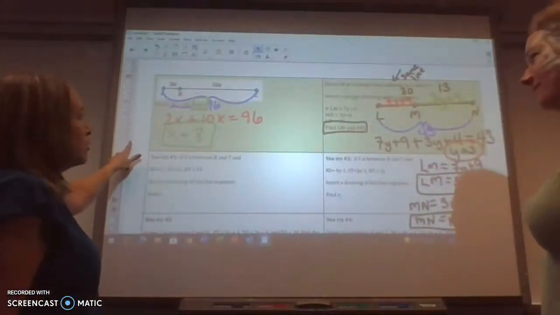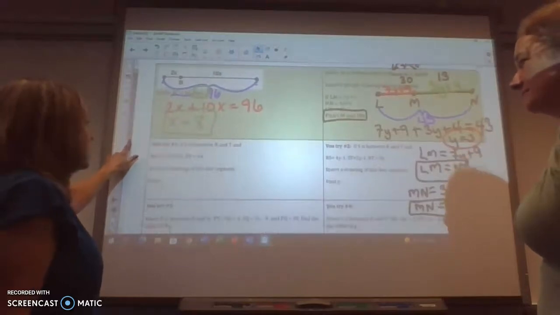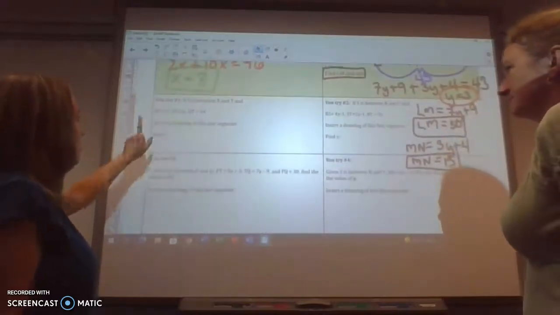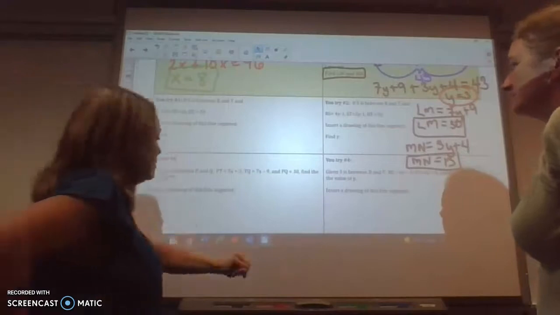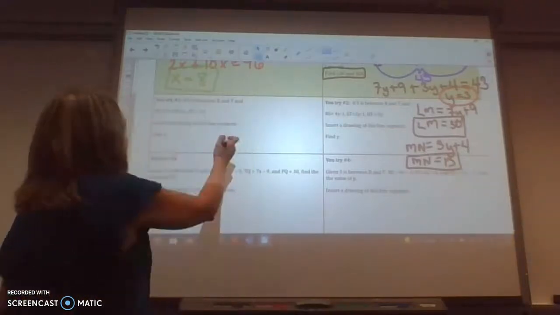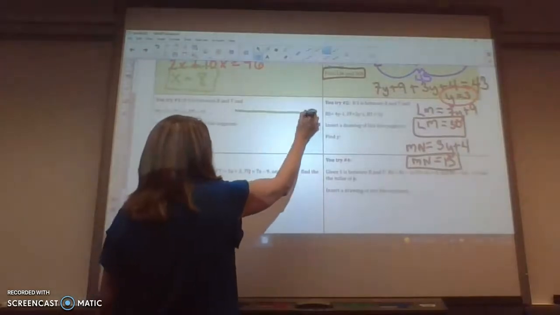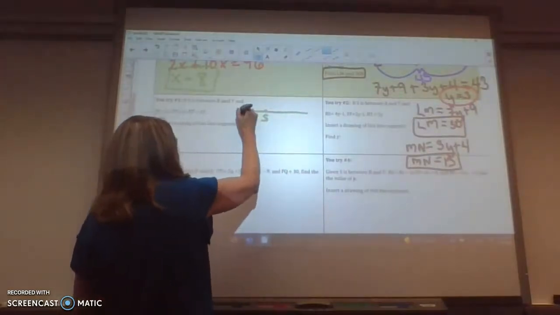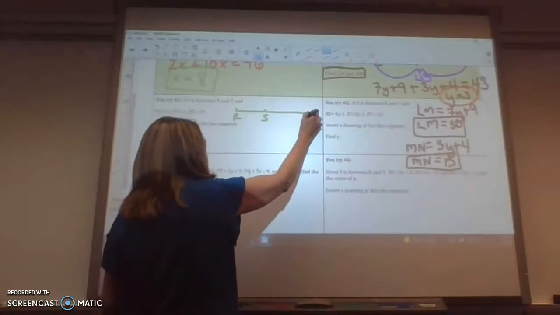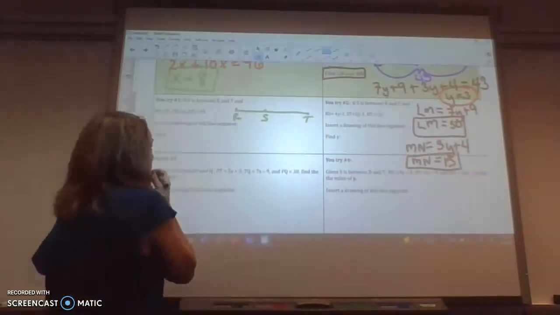So we are gonna do a couple more examples with you, and then you're gonna try a few. So I'm gonna do this one, right? And it's saying, again, that S is between R and T, but they did not give us a drawing, so I'm going to draw it. S is in between R and T. There's my R and my T, S in between.